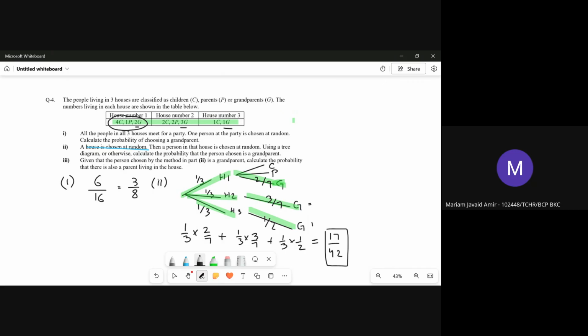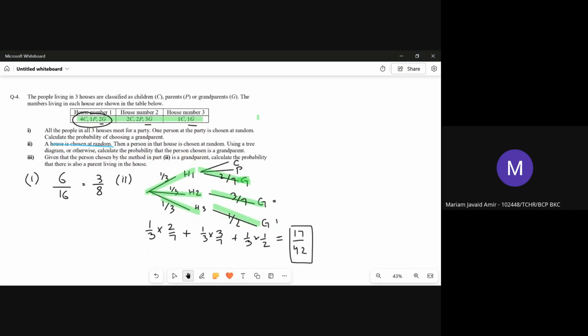Part 3. Given that the person chosen by the method in part 2 is a grandparent, calculate the probability that there is also a parent living in the house. So part 3 is conditional probability. It is given that a grandparent is selected, given that the person chosen by the method in part 2 is a grandparent. Calculate the probability that there is also a parent living in the house.